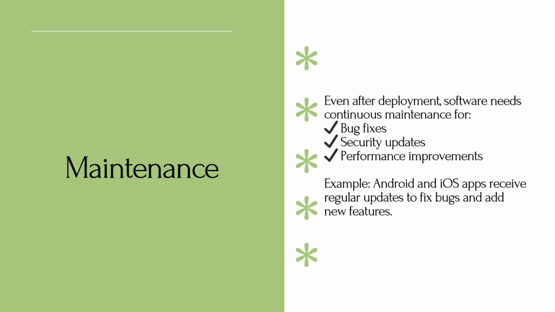The sixth and the last phase is maintenance. Even after the deployment, software needs continuous maintenance for fixing bugs, for security updates, and for performance improvement. For example, Android and iOS apps receive regular updates to fix bugs and add new features.